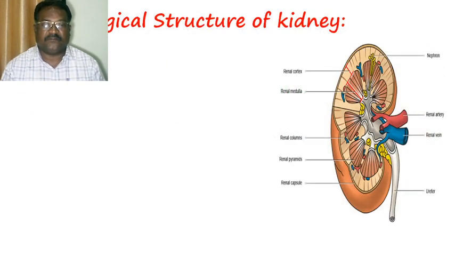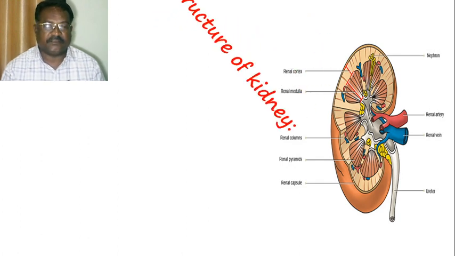Now next one, the histological structure of the kidney. Now see this picture. In this picture we can see the histological structure of the kidney. Here we can see the renal cortex, renal medulla, renal columns, renal pyramids, renal capsule, ureter, renal vein and the renal artery. So these are the different parts of the kidney. It is clearly shown when we go through the histological structure of the kidney.